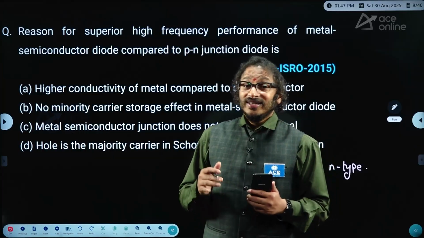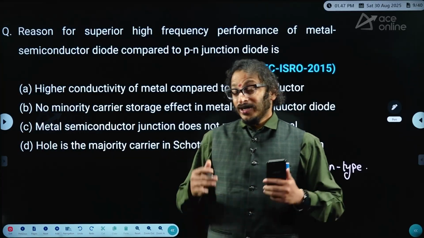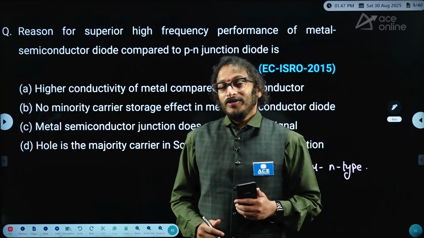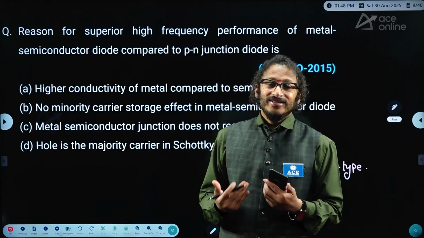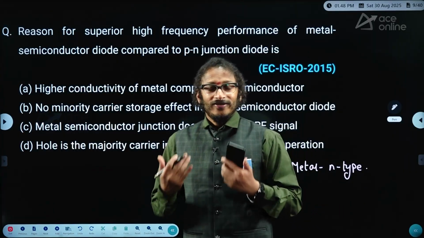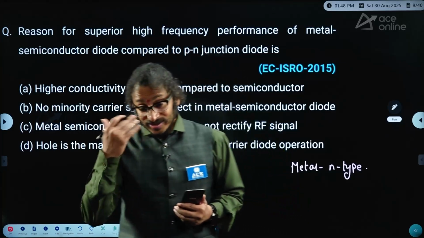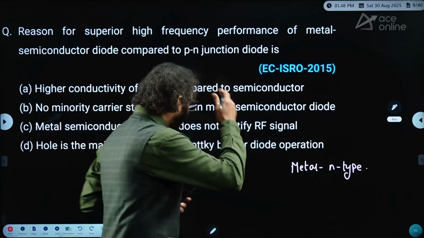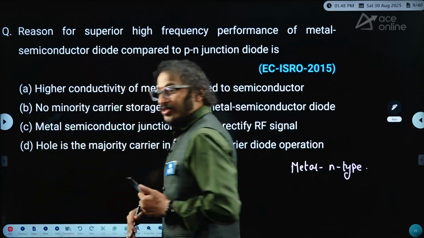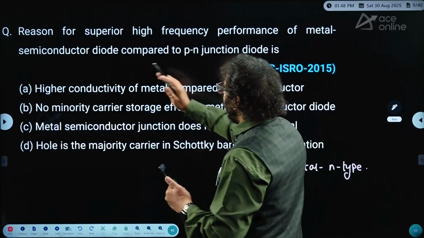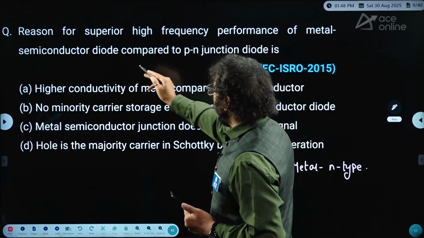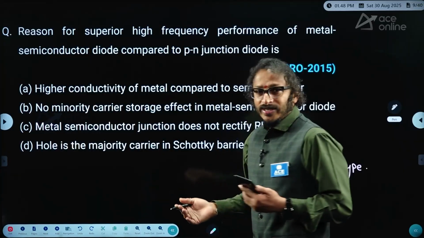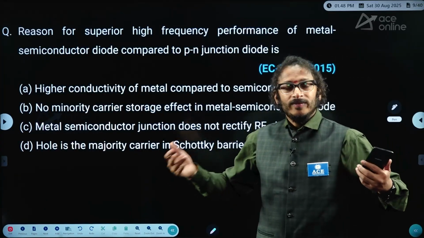Due to that, the transition frequency is very high. Upper cutoff frequency is very high. And the switching speed is very high and time delay is negligible. That's the beauty of using a Schottky diode, fastest switching response. Now come back to the options the examiner has specified. Again, reason for superior high frequency performance of metal to semiconductor diode compared to the PN diode. Simple answer, without seeing options, we can say there is no capacitance effect.